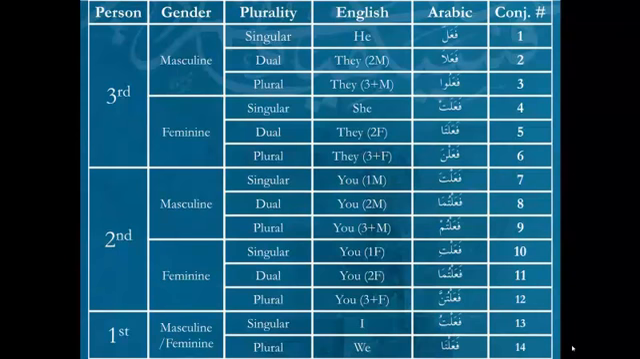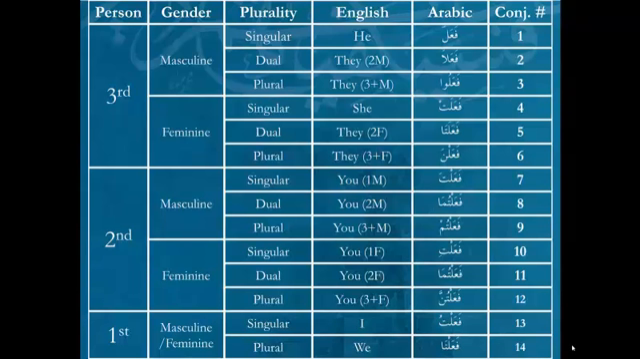So on a single slide, you see all 14 of them gathered together, and at this stage, you might want to pause the video, just internalize that, look at that screen, spend some time with it, and lift your head off the screen and say fa'ala, fa'ala, fa'alu, fa'alat, fa'alata, fa'alna, fa'alta, fa'altuma, fa'altum, fa'alti, fa'altuma, fa'altunna, fa'altu, fa'alna.